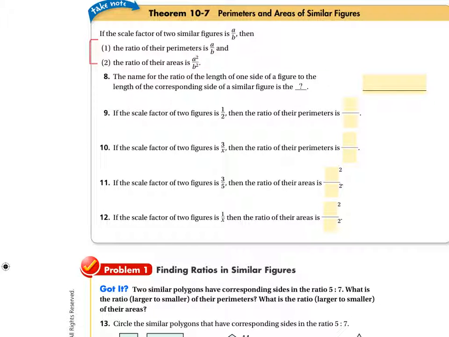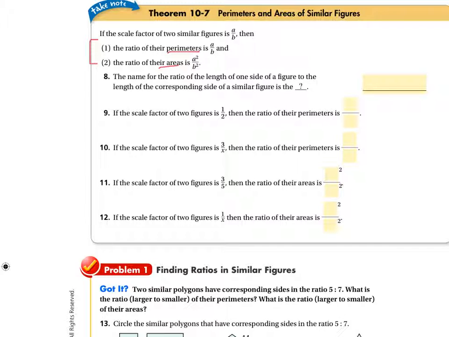What do you know about area versus perimeter? What are the units attached to area? They're squared units. What are the units attached to the perimeter? They're to the first power. So that's where that came from.